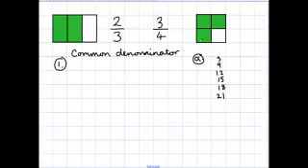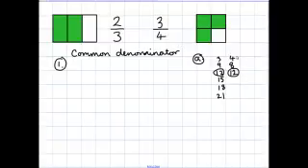So I'm going to do the same. I'm going to write out my 4 times table next to it to see if there's any numbers that appear in both. So 4, 8, 12. And here you can see that 12 appears in both times tables. So this is going to be our common denominator. This is what we're going to change both of these fractions' denominators to.